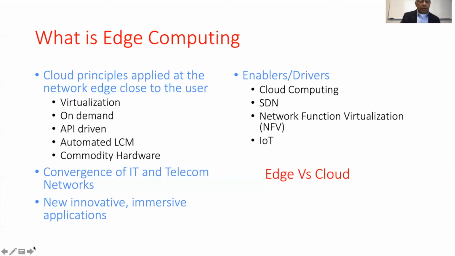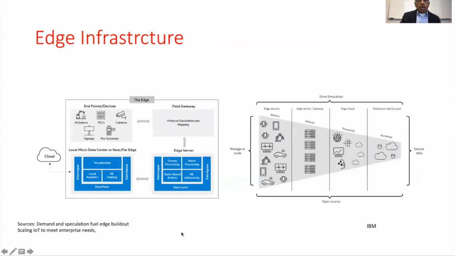Let's move on to the next slide. So what is an edge infrastructure? If you really look at edge, you are looking at a piece of the cloud coming closer to the customer premise. That's exactly what it is. In this diagram on the left, you can see there are a lot of endpoint devices, that is, customer edge devices. Then there is a protocol translating gateway, and then an edge server, and then a local micro data center or near edge for edge data centers.